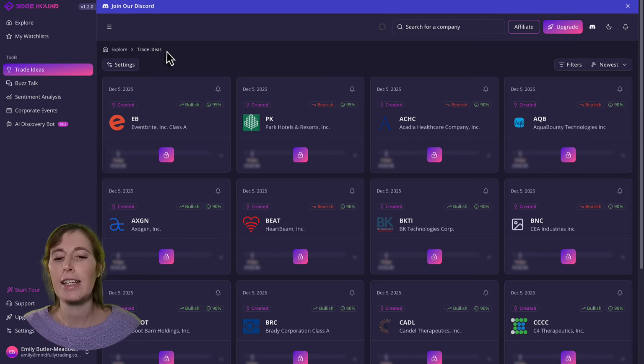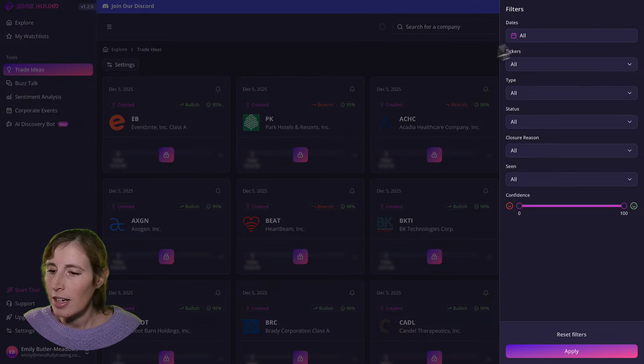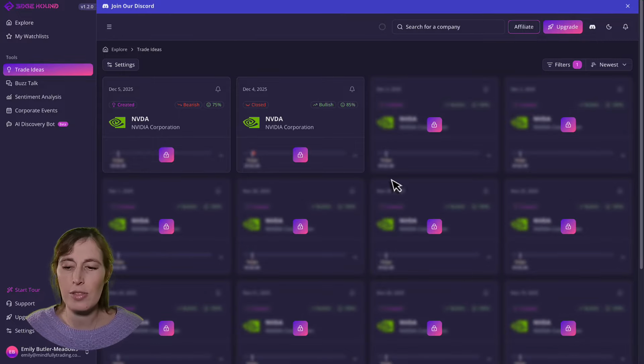So in the trade ideas tab, this is where we can look and find some ideas for trades, and we can filter this over here on the right hand side. If we know what kind of stocks we already want to trade, we could just click on them. So if I wanted to click on Nvidia, which was on the home page as being bullish, we could apply that and just look at trade ideas for Nvidia.